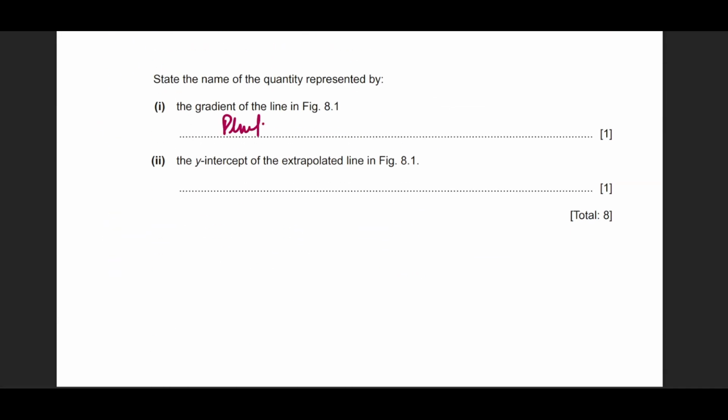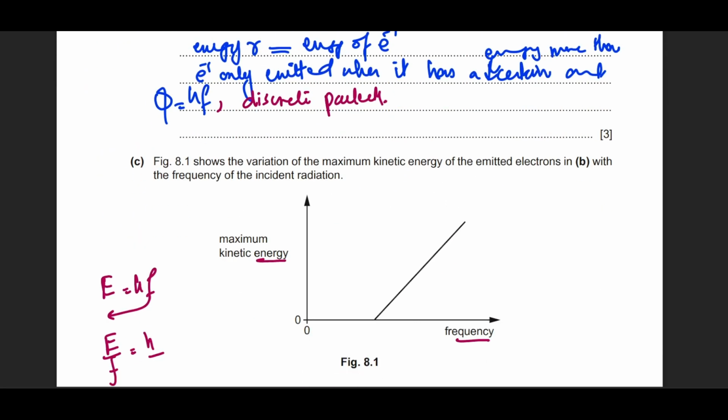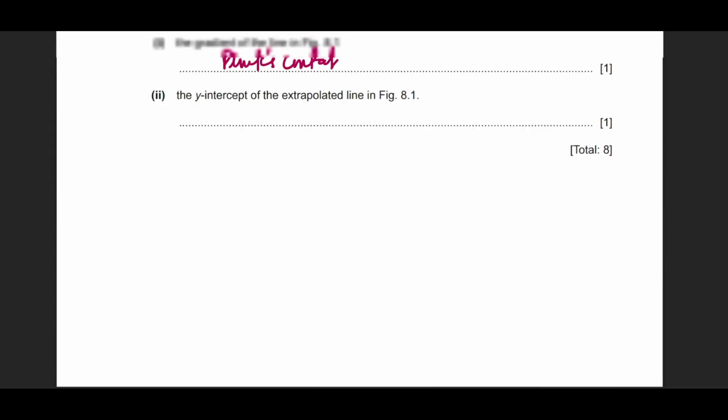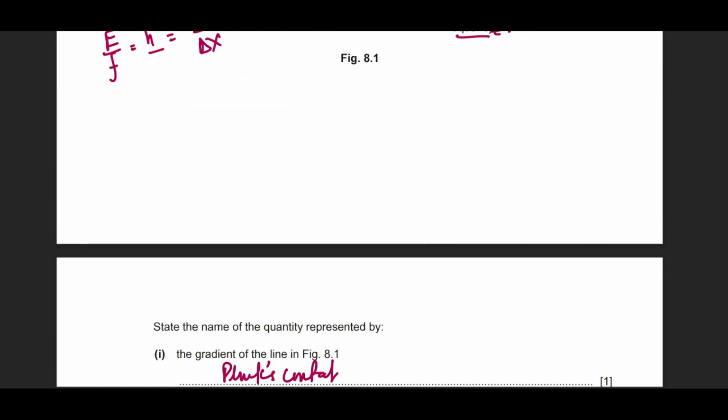So the gradient is representative of Planck's constant. Why did we do that? Because we have the y-axis as this and the x-axis as this. So the gradient is actually change in y divided by change in x, right? Okay. So moving on to the next part, the y-intercept of the extrapolated line.